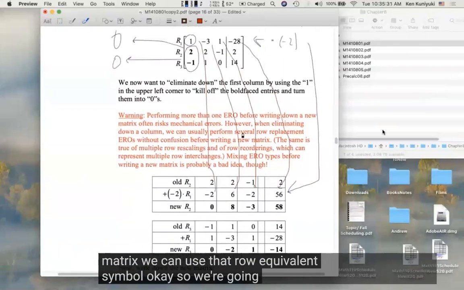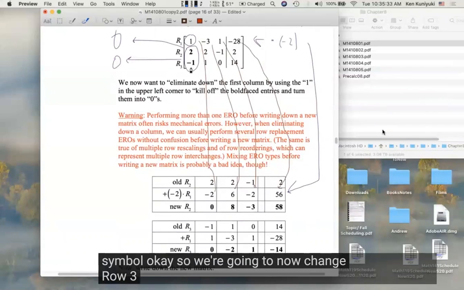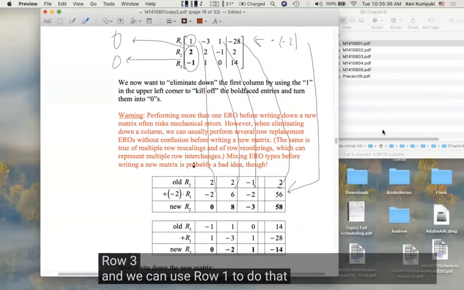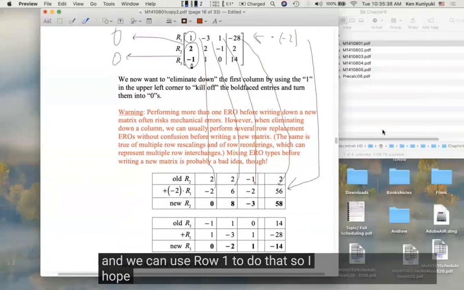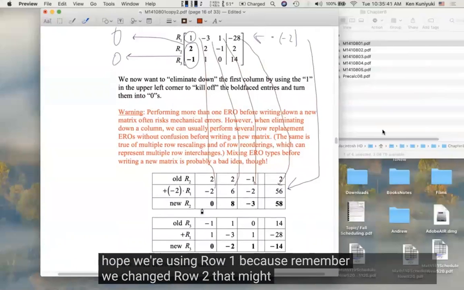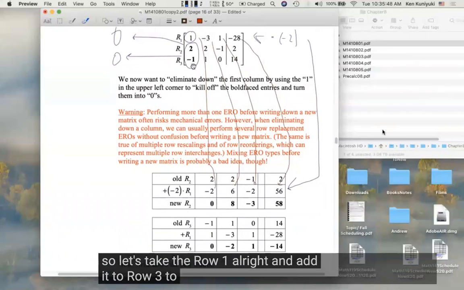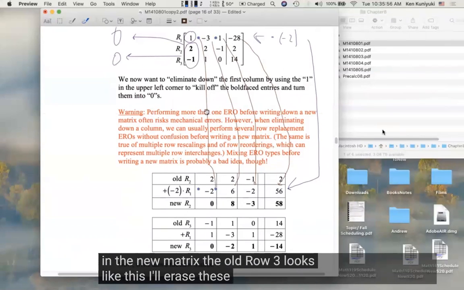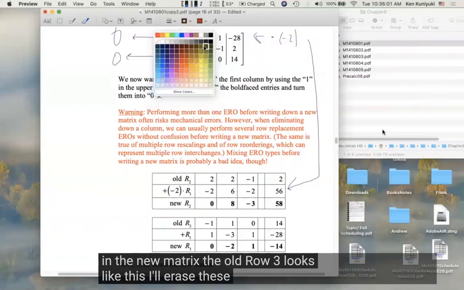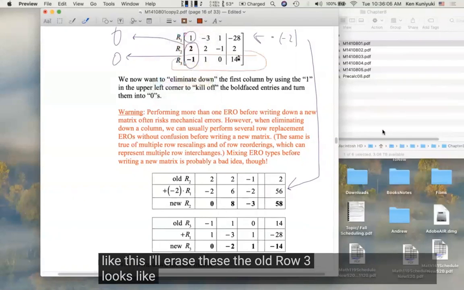Okay, so we're going to now change row 3, and we can use row 1 to do that. So, I hope we're using row 1 because remember we changed row 2. That might be confusing. So let's take the row 1, all right, and add it to row 3 to make this a 0 over here in the new matrix. The old row 3 looks like this. I'll erase these. The old row 3 looks like this.